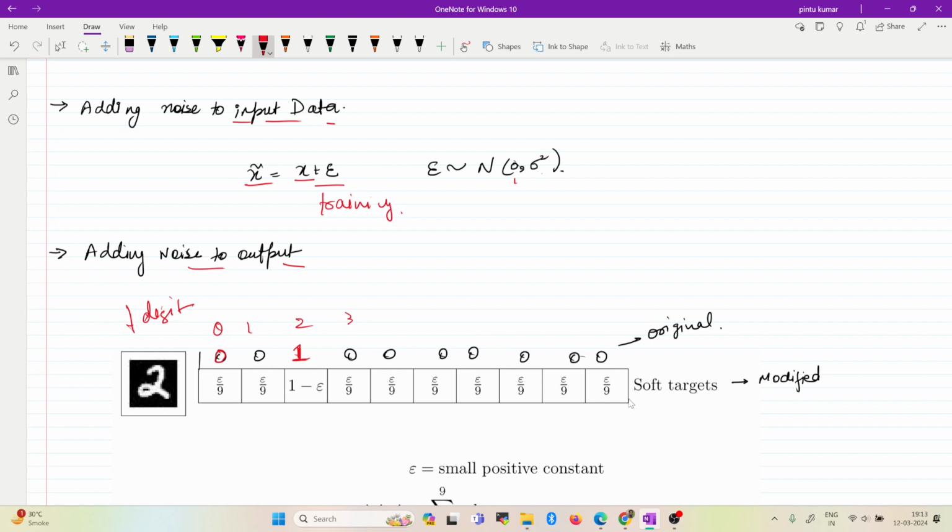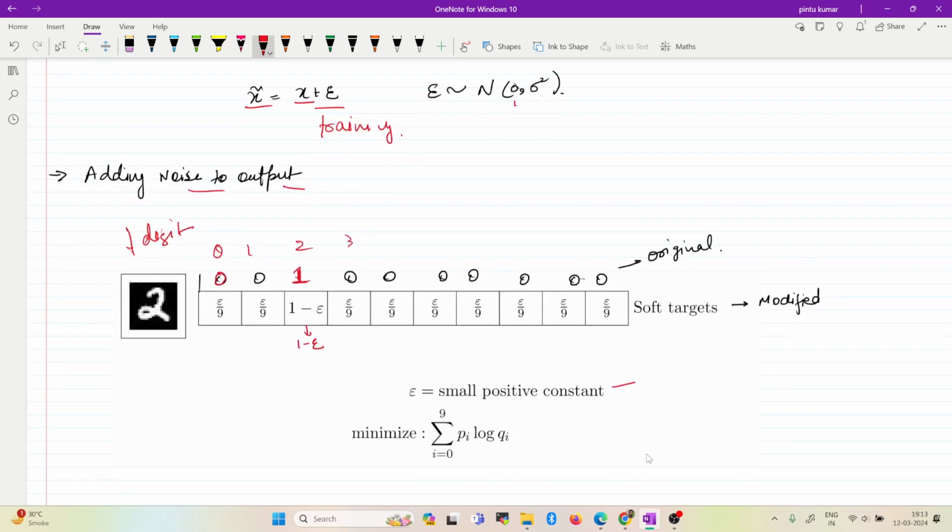Okay, what you can do is convert this to something like epsilon by 9 at the rest of the places and 1 minus epsilon at 2, where epsilon is a very small positive number. What will this help you achieve is that you won't be overfitting to your training data set.